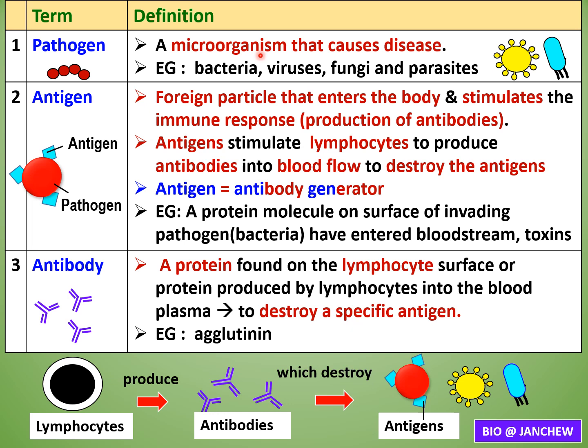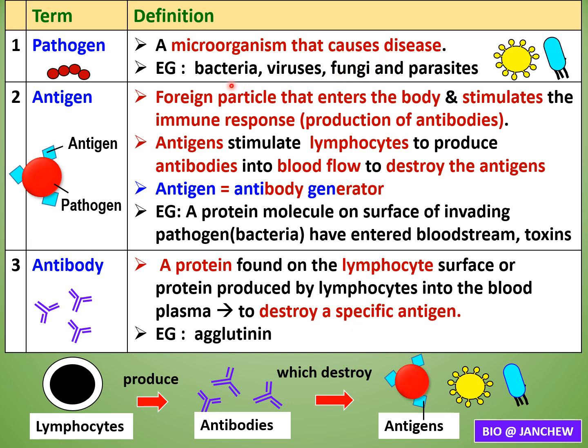A microorganism is an organism that's very tiny and it cannot be seen with the naked eye. So examples of pathogens are bacteria, viruses, fungi, and parasites. For example, there are bacteria that can cause cholera or coughs and so forth. Viruses, there are viruses that cause dengue fever and also chicken pox and the common cold. And fungi, some types of fungi can cause skin disease. So all these microorganisms that cause disease are called pathogens.